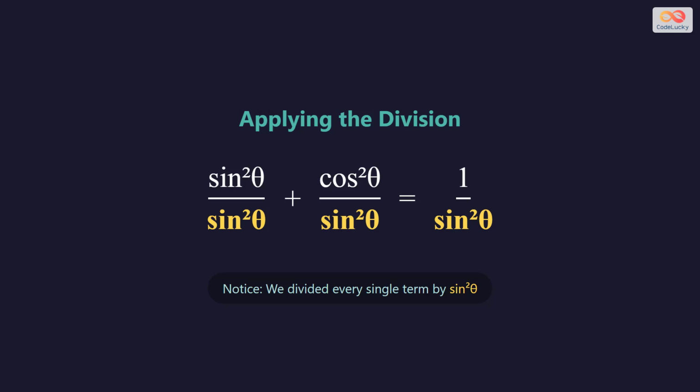Let's apply that division now. We take sine squared plus cosine squared equals 1, and we divide every single term by sine squared theta. We now have 3 distinct fractions to simplify.